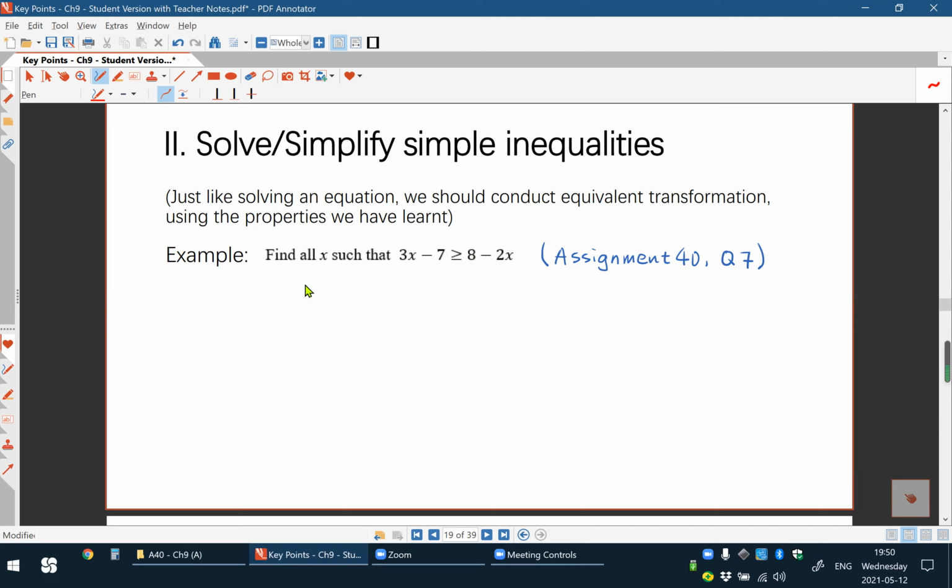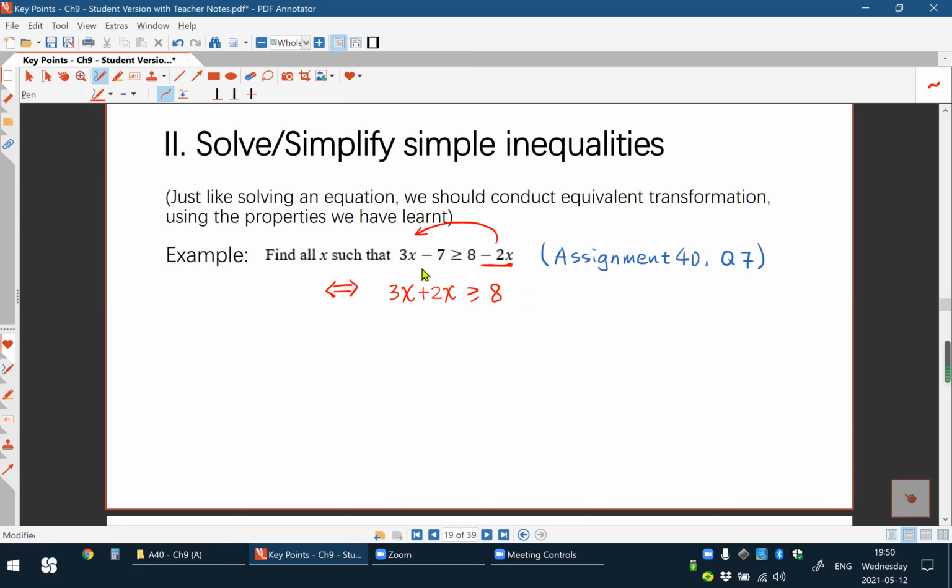Find all x such that 3x minus 7 is greater than or equal to 8 minus 2x. So how do we solve this? Remember that we conduct equivalent transformation. So the original inequality is equivalent to, we can move all the x's and combine them to the left-hand side, right? So this is equivalent to 3x plus 2x. Remember that if you move minus 2x to the left-hand side, you need to change the sign to positive, right? So it's greater than or equal to 8. And we have a minus 7. Minus 7 to the right-hand side becomes plus 7, right?